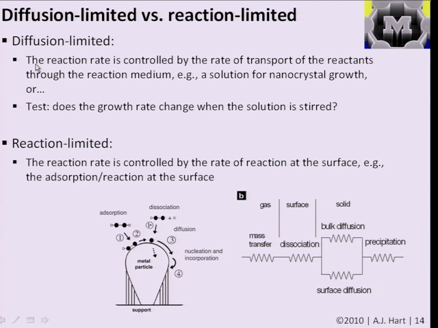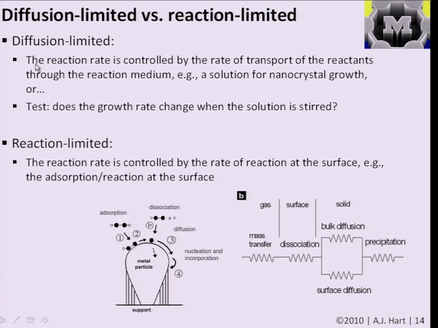But for example, if you have a solution and you stir it so you're able to more rapidly provide precursor, sort of refresh the zone of precursor around each particle, and the growth rate increases, then that would tell you that the process is probably diffusion limited. And in the opposite case, a reaction-limited case is exactly what that would sound like. In that case, you have enough precursor feeding to the surface, but the rate of growth is limited by the rate of the surface reaction.